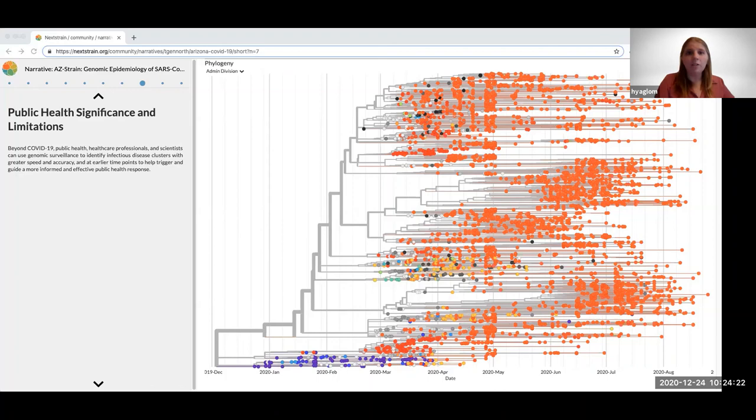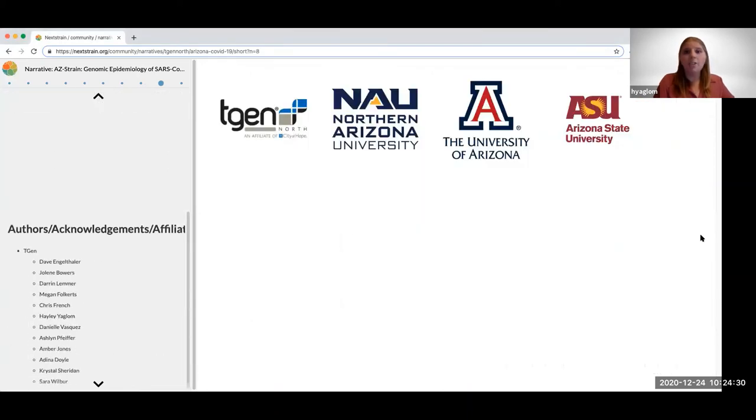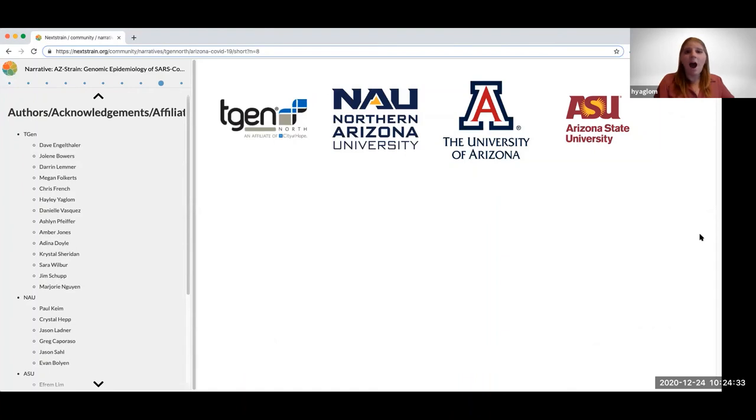The link to Arizona's full NextStrain narrative, as well as the condensed version I presented here, will be available in the COVID-19 Genomic Epidemiology Toolkit. As you explore the data with your team, I hope you find ways to include genomic epidemiology in your public health practice and maybe even become as passionate about it as I have.